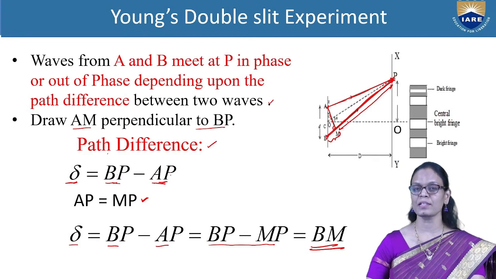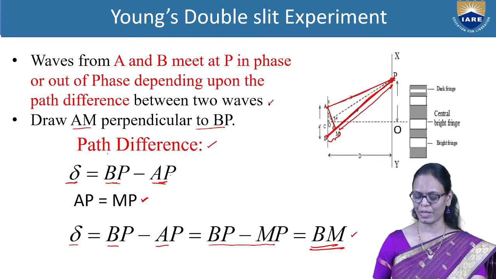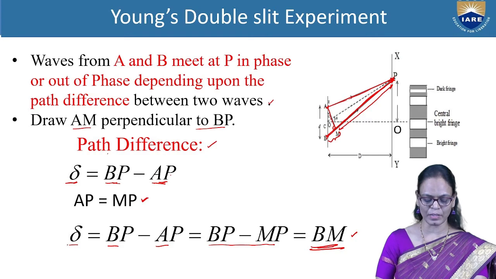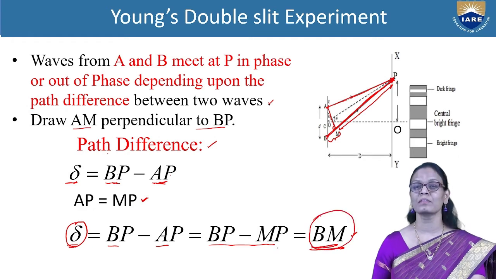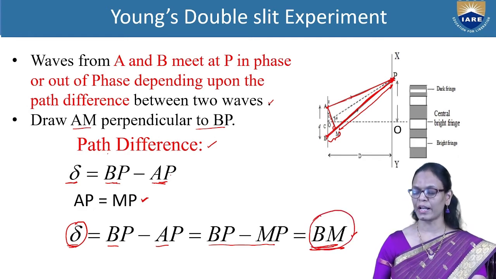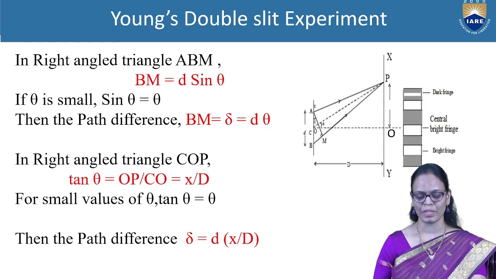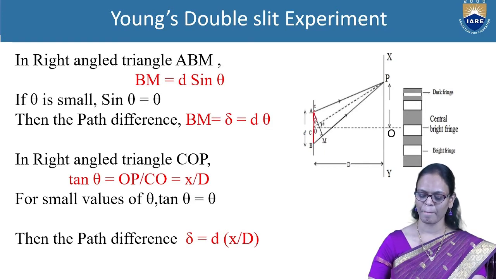BP minus MP will give us BM, and BM is nothing but the path difference. Now what is the path difference delta between the two waves? That is given by BM. Now we'll write the formula for BM, considering this right angle triangle ABM, where this is the right angle and this is angle theta.